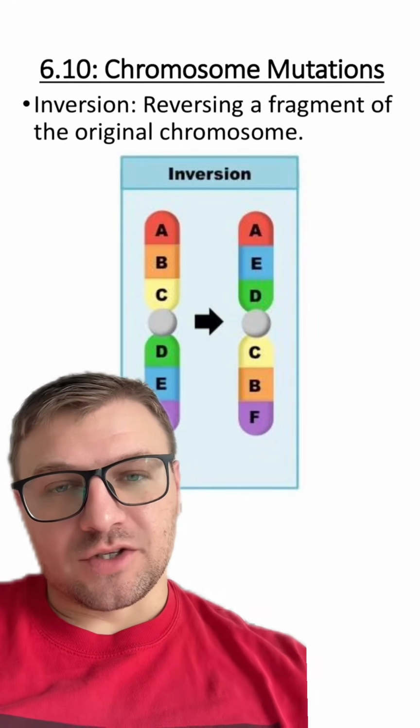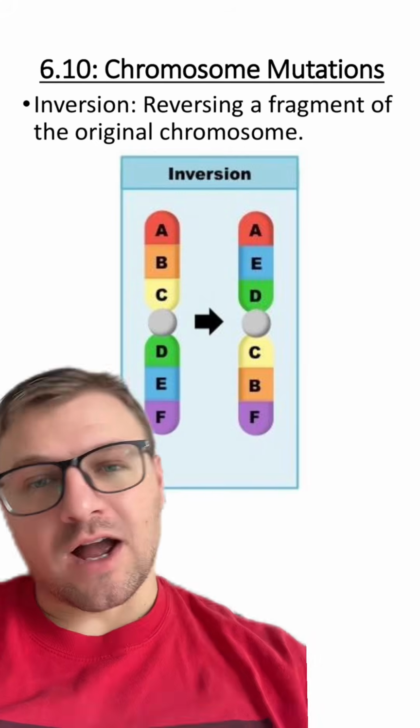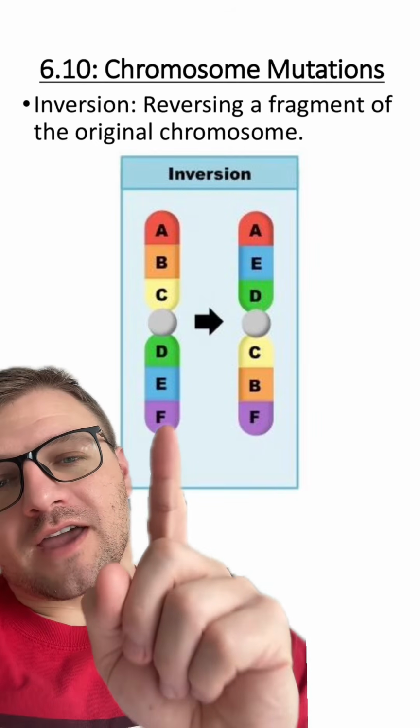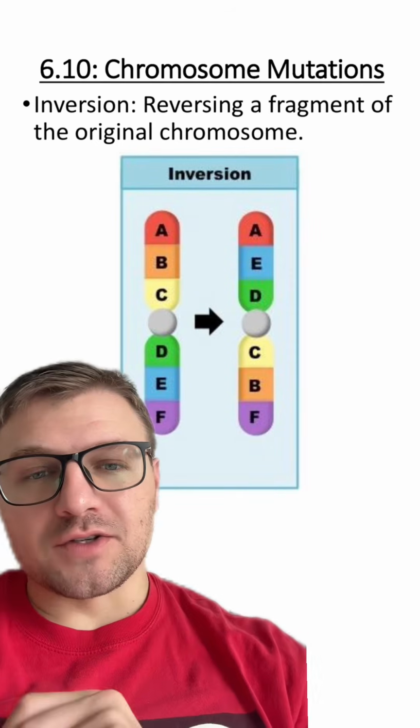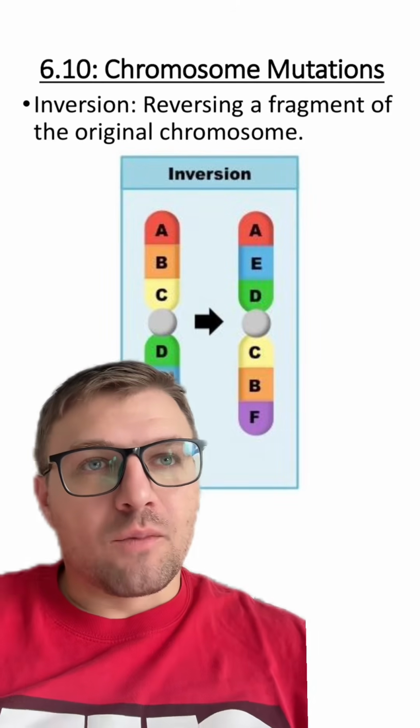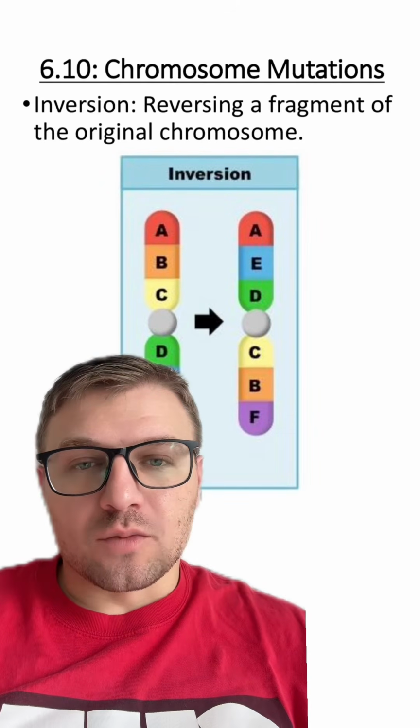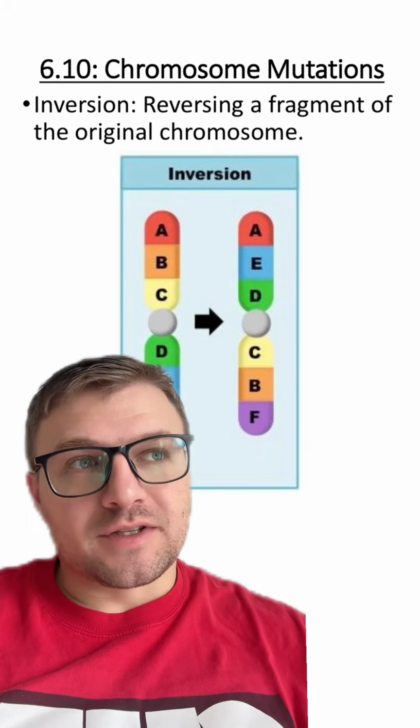In an inversion mutation, part of the chromosome is flipped around. You can see in our original chromosome, we have A through F. However, part of that chromosome is flip-flopped. Depending on how much and where the chromosome is mutated can cause problems in individuals.